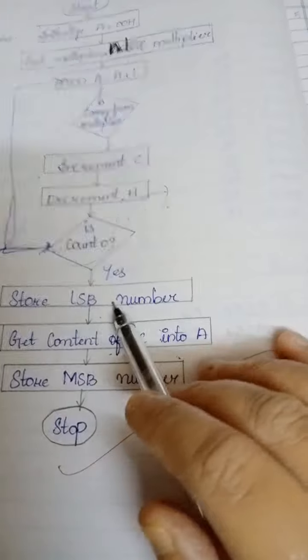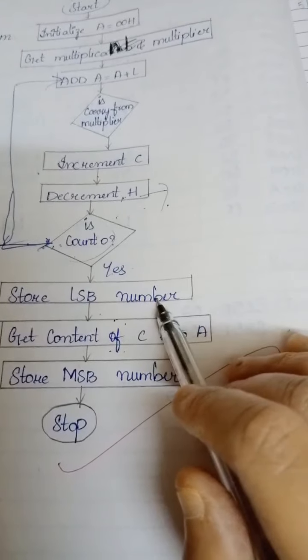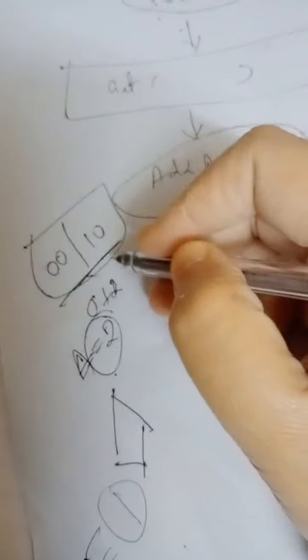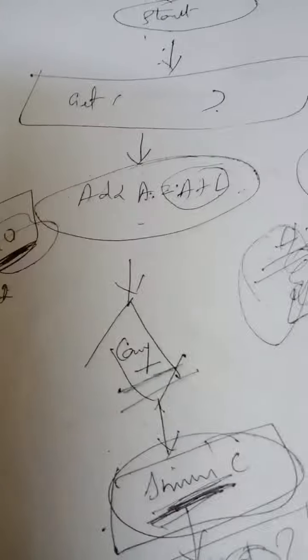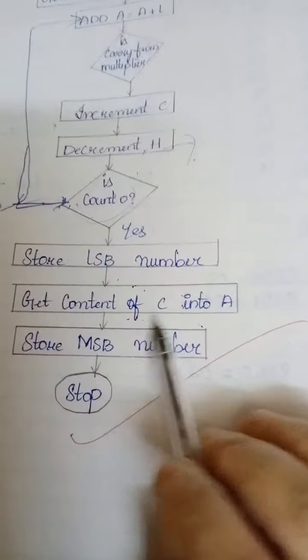Store LSB number. LSB means what? Least significant bit answer. That means it will be, for example, 10, and this will be 00. So least significant bit answer will be this, MSB will be this. Okay, so it will be storing this LSB answer, and then get the contents of C into A.